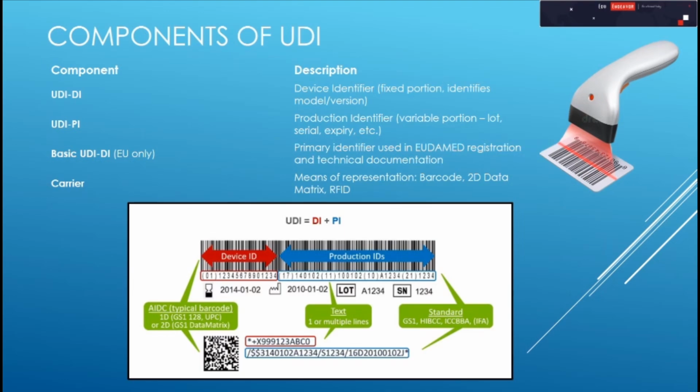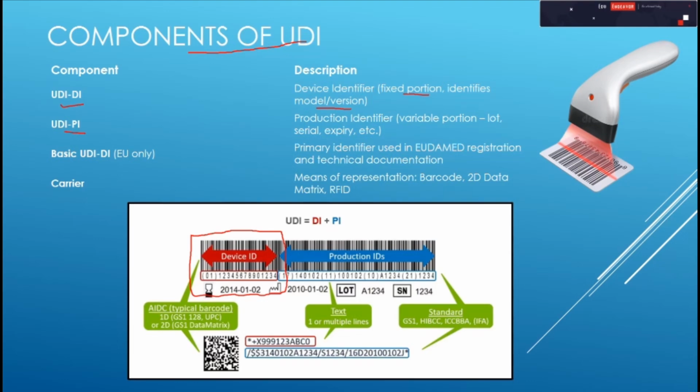Now, components of UDI. To understand UDI implementation, we must understand its two fundamental components, that is UDI-DI and UDI-PI. UDI-DI is the fixed part of the UDI. It identifies the model version of the device. Think of it like a permanent model number for our regulatory purposes. For example, a thermometer model Thermo 2000 would always have the same DI.